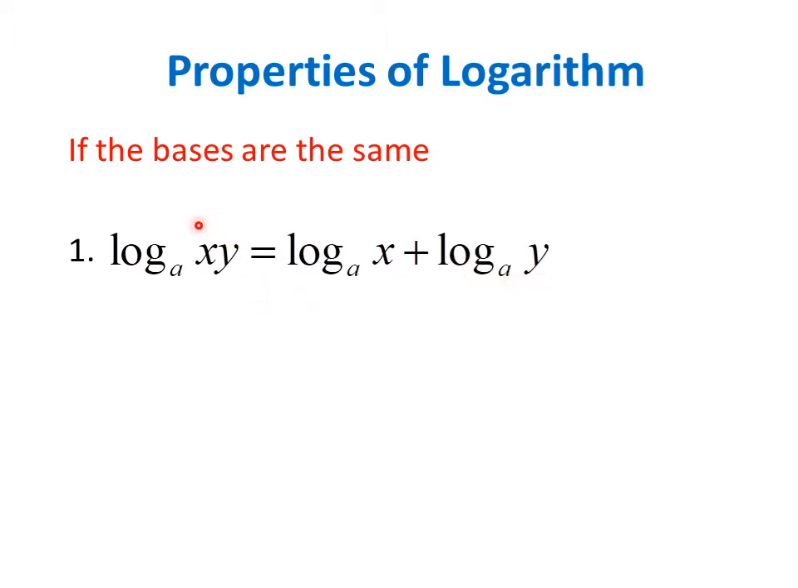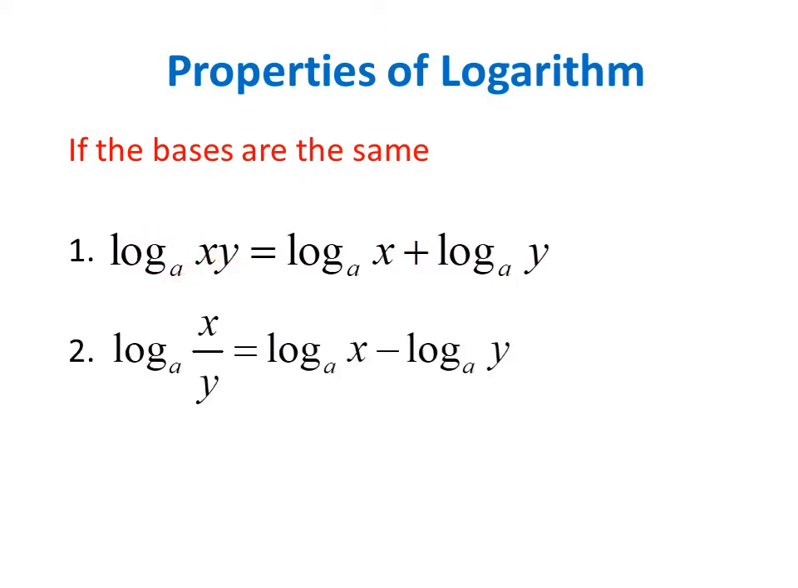So if two numbers or two expressions are multiplied in the argument, we can expand this single term into two terms in which log to the base a of x and log to the same base a of y are added. Or if we are given the sum of two logs to the same base, we can combine these two terms into this single term, log to the base a of x times y.